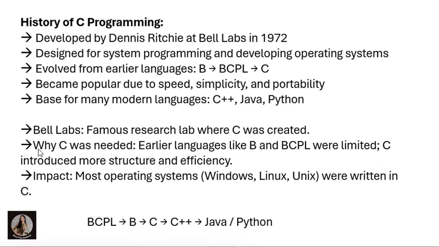Here, Bell Labs is a famous research lab where C programming was created. Why was C needed? What is the need of C? Earlier languages like B and BCPL were limited, and not that simple. That's why C introduced more structure and efficiency. That's why we need C programming.